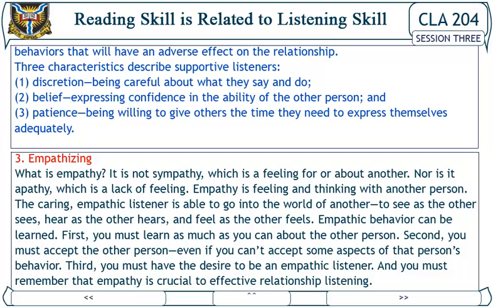Empathic behavior can be learned. First, you must learn as much as you can about the other person. Second, you must accept the other person, even if you can't accept some aspects of that person's behavior. Third, you must have the desire to be an empathic listener, and you must remember that empathy is crucial to effective relationship listening.